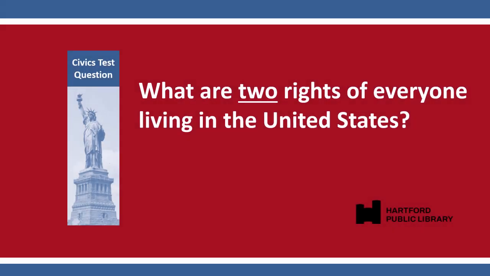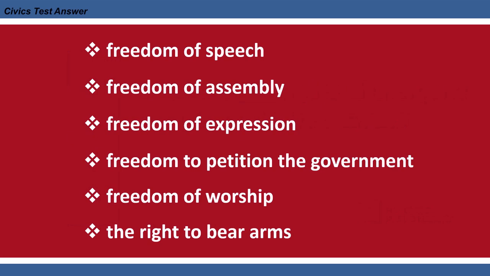Civics test question. What are two rights of everyone living in the United States? Freedom of speech and freedom of assembly. According to the Constitution, freedom of speech and freedom of assembly are two rights of everyone living in the United States. Some other rights of everyone living in the United States are freedom of expression, freedom to petition the government, freedom of worship, and the right to bear arms.